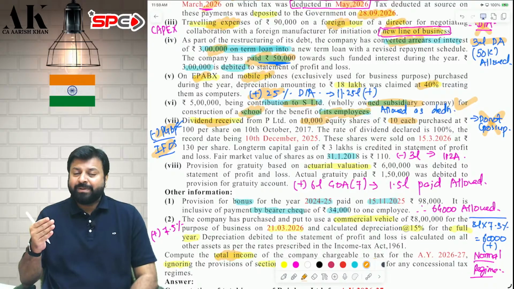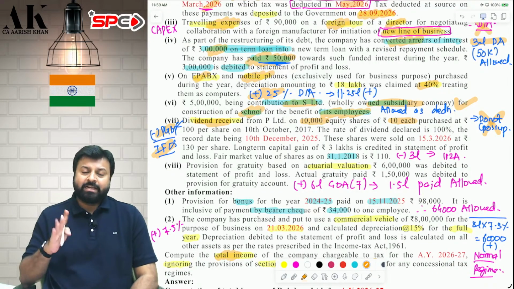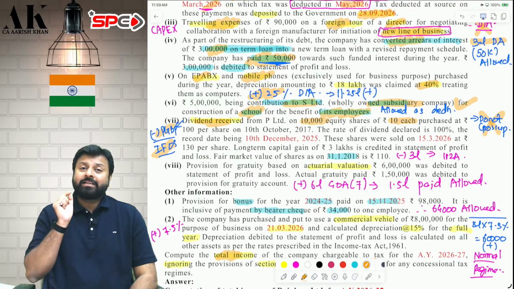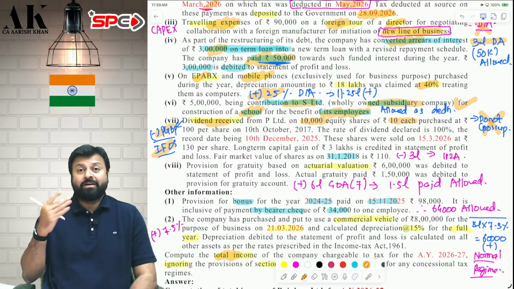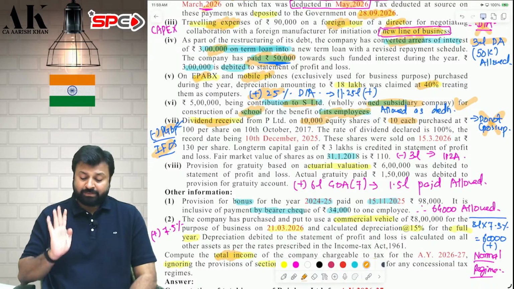See, ICI has been taking a stand that nowadays ICI does not gross up dividend unless and until it is written in the bracket that it is net of TDS. Unless it is written net of TDS, don't gross up. Earlier they used to gross up dividend received every time, but now they are not grossing up. So please don't gross up.